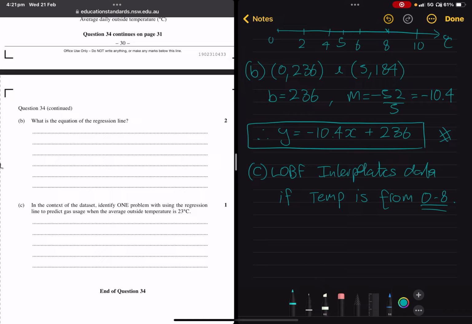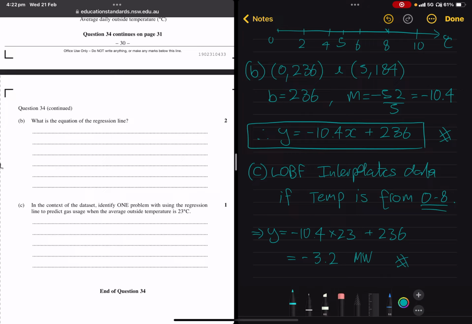We could also plug this value in, and we would find that y equals minus 10.4 times 23 plus 236 is going to give us a really low value. So minus 10.4 times 23 plus 236, it's actually a negative value. It's minus 3.2. Remember, this is in megawatts, right? This is a negative number of megawatts. So this is not possible. You can't have negative gas usage. This model only works for positive uses of gas.